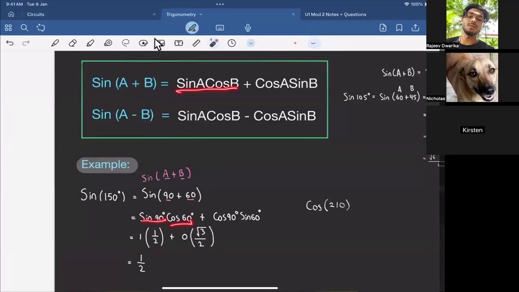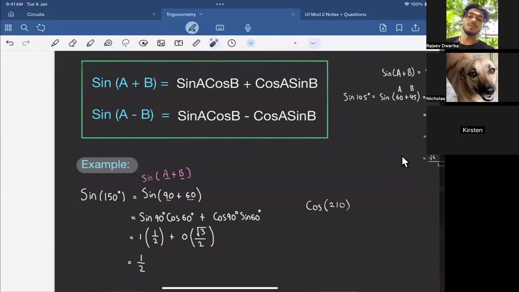Look at the formula, sine A cos B. A is 90, B is 60. And then I'm going to say cos A. A is 90, so cos 90 sine 60. You're supposed to know what sine 90 is. That's 1. Cos 60 is a half, right? Cos 90 is 0, and sine 60 is root 3 over 2. So the final answer is a half.